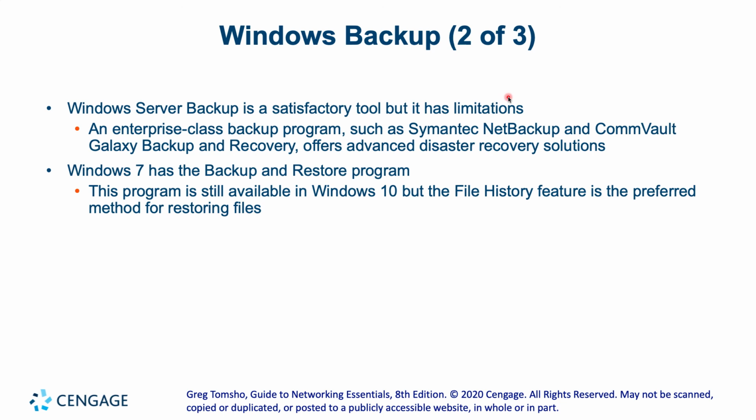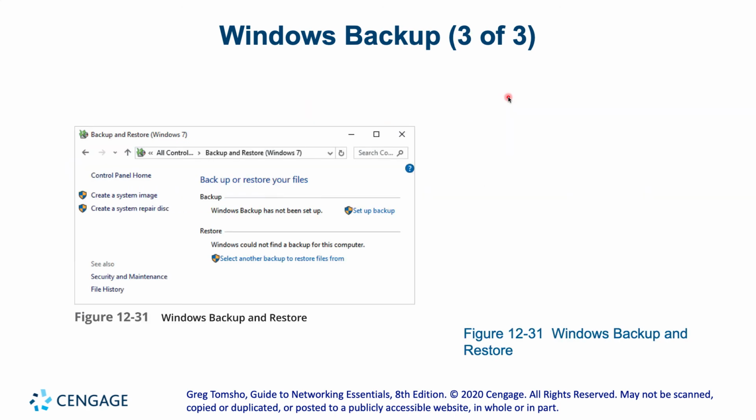Like I said, the Windows Server Backup has limitations. You can go and buy utilities that are expensive, like NetBackup, Galaxy Backup and Recovery. It offers advanced disaster recovery solutions. Windows 7 has the Backup and Restore program. This is the Windows Backup and Restore program. So you can restore a one-end system, one computer running Windows 7.